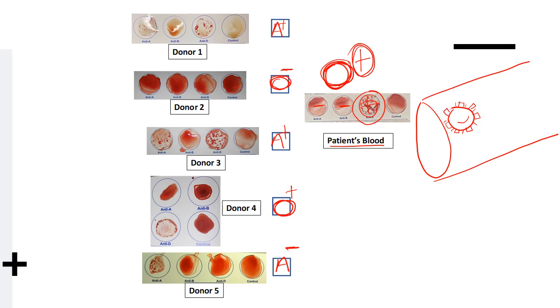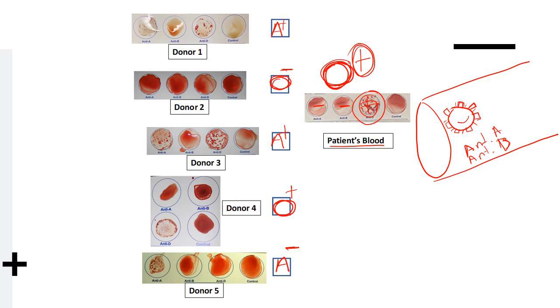They will have antibodies against A, and they will have antibodies against B. They will not have antibodies against D because it will not make sense, because those antibodies will react against themselves. So anti-D is negative. They do not have that. But the blood is positive because they have antigens on the red blood cells.